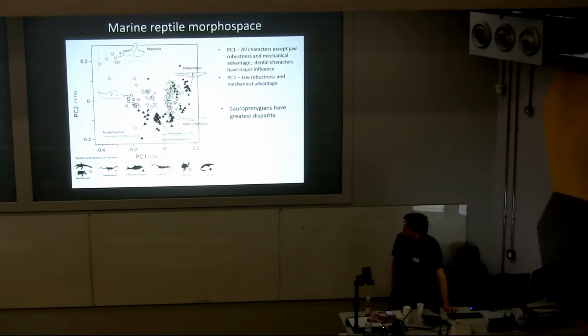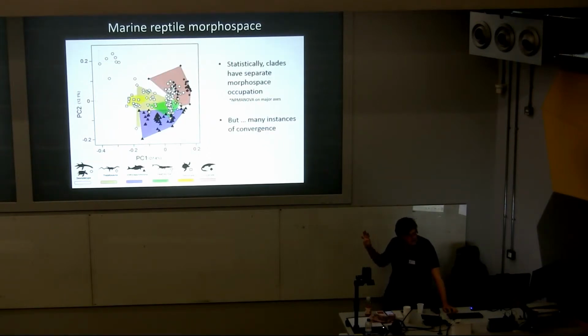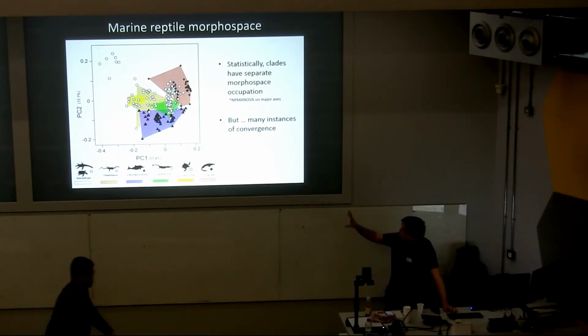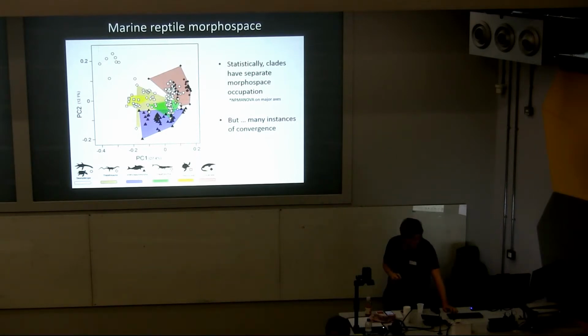So very quickly, this isn't the emphasis of my talk, but I wanted to show this. This is just an overview of all the marine reptiles pooled within the same functional morphospace. And this is PC1 and PC2, the major components. What you can see is the broad distribution of the different clades. I've highlighted them here with colour. You can see there's a lot of overlap in the centre of morphospace, but statistically all the different marine reptile groups actually have different morphospace occupation, which is quite interesting in itself. And you can see the variable amount of space that each group occupies. I don't want to dwell on this though, so I'll move on.